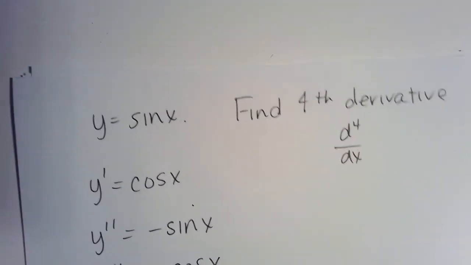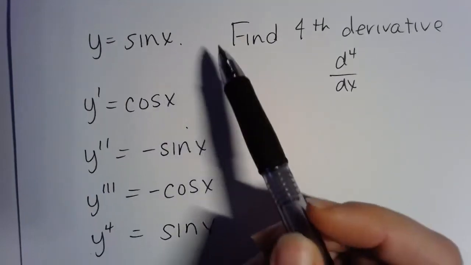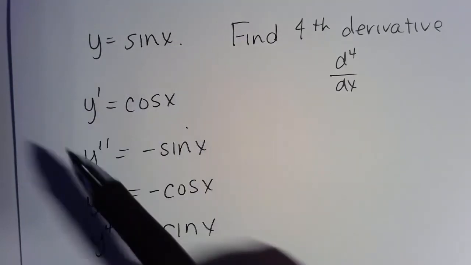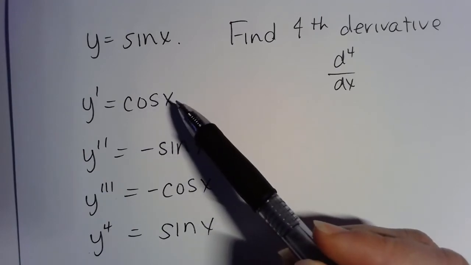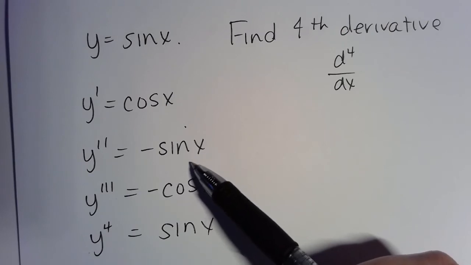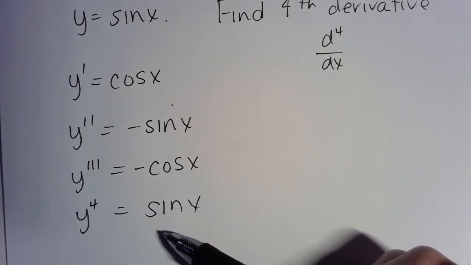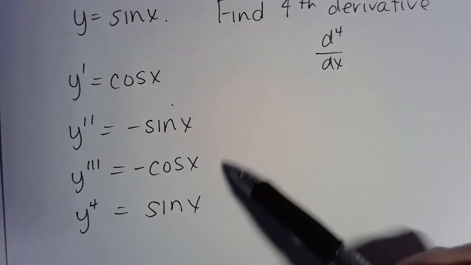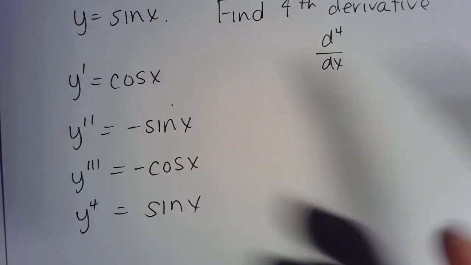And we're right back where we started. Sine and cosine both do this, basically cyclic thing. Because if I start over again with sine, the 5th derivative would be cosine, the 6th derivative would be negative sine, the 7th derivative would be negative cosine again, and the 8th derivative would be positive sine. So every 4th derivative, I'm going to end up right back where I started from.